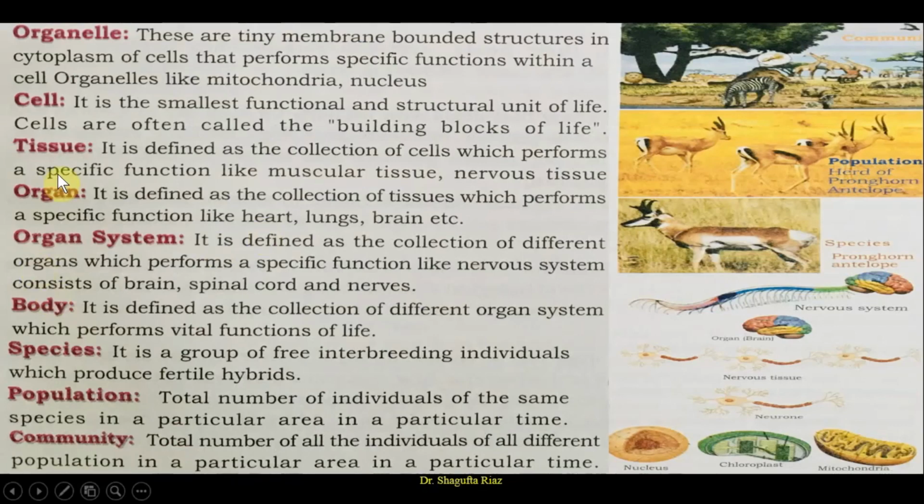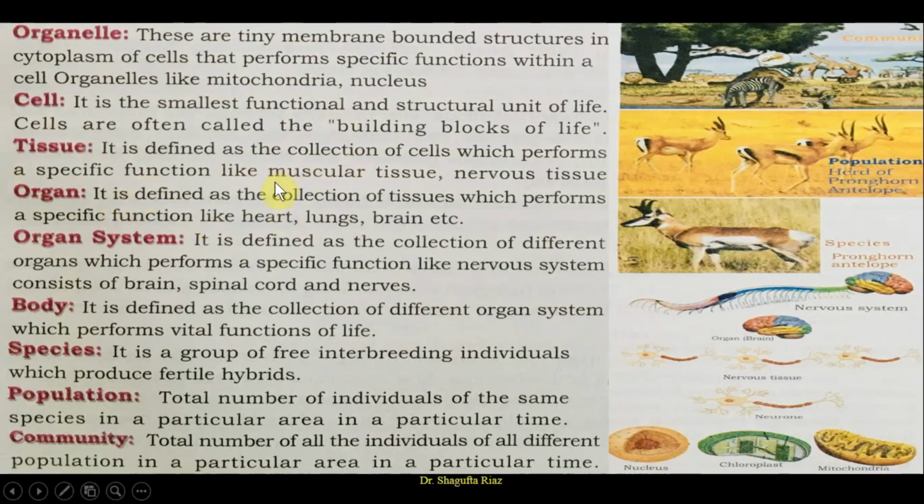Then the molecules form together an organelle. What are organelles? You have studied in the cell. These are tiny membrane-bounded structures in the cytoplasm of the cell which perform specific functions within the cell, right? Like mitochondria, nucleus, and collectively these organelles are present in the cell. What is a cell? A cell is the smallest functional and structural unit of life. It is also called the building block of life, right?